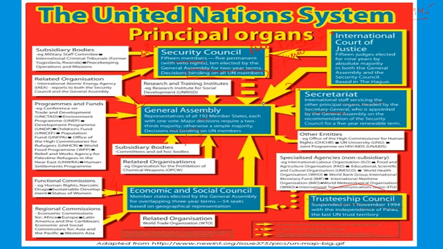Fine. Now we go to another organ, the fourth organ, that is the International Court of Justice. Now the International Court of Justice has 15 judges. They are elected for a period of 9 years, by absolute majority in both the General Assembly and the Security Council.